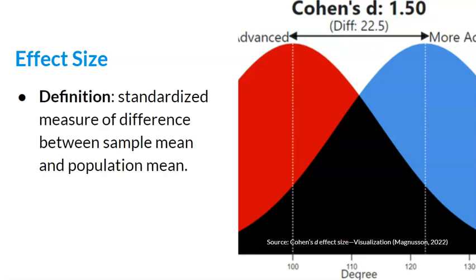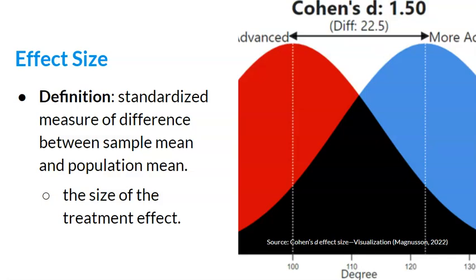Effect size is the standardized measure of difference between the sample mean of the study and the population mean. This photo is a visualization of effect size, where it shows that the researcher will take the sample mean in red and the population mean in blue, and then calculate the difference between the two to determine effect size. Now, my personal definition of effect size is simpler. Effect size measures the size of the treatment effect.